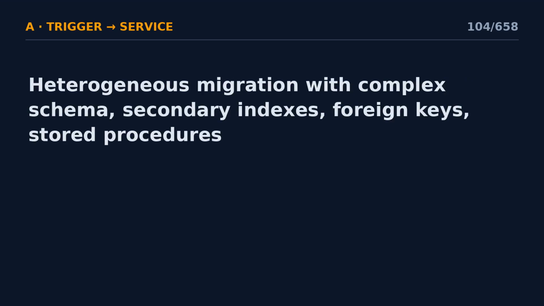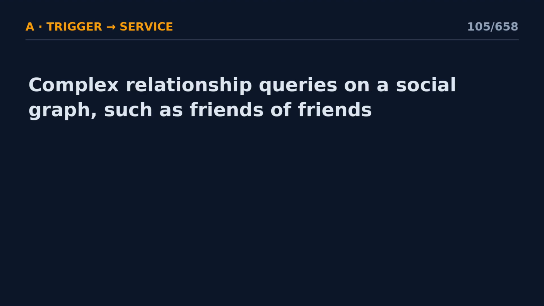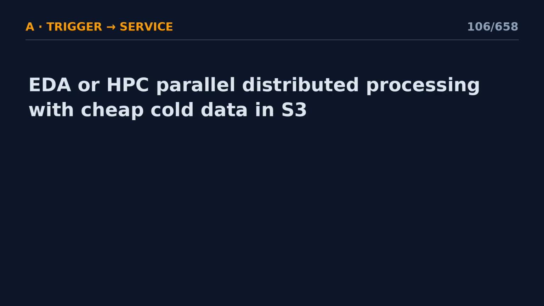Heterogeneous migration with complex schema, secondary indexes, foreign keys, stored procedures. Answer: AWS Schema Conversion Tool, then AWS DMS. Complex relationship queries on a social graph, such as friends of friends. Answer: Amazon Neptune. EDA or HPC parallel distributed processing with cheap cold data in S3. Answer: FSx for Lustre.